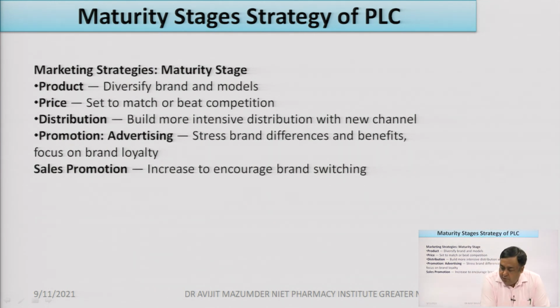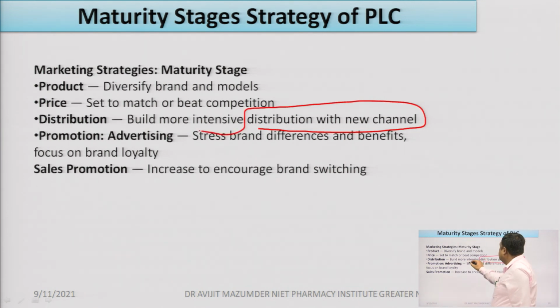Maturity stage: for the product, diversification of brands and models; for the price, prices are set to match or beat the competition. Pricing has to be done in this maturity stage so that the customers who are about to leave remain with you. As far as distribution is concerned, build more intensive distribution with development of newer channels. This is very, very vital. We need to prepare a very good distribution network.